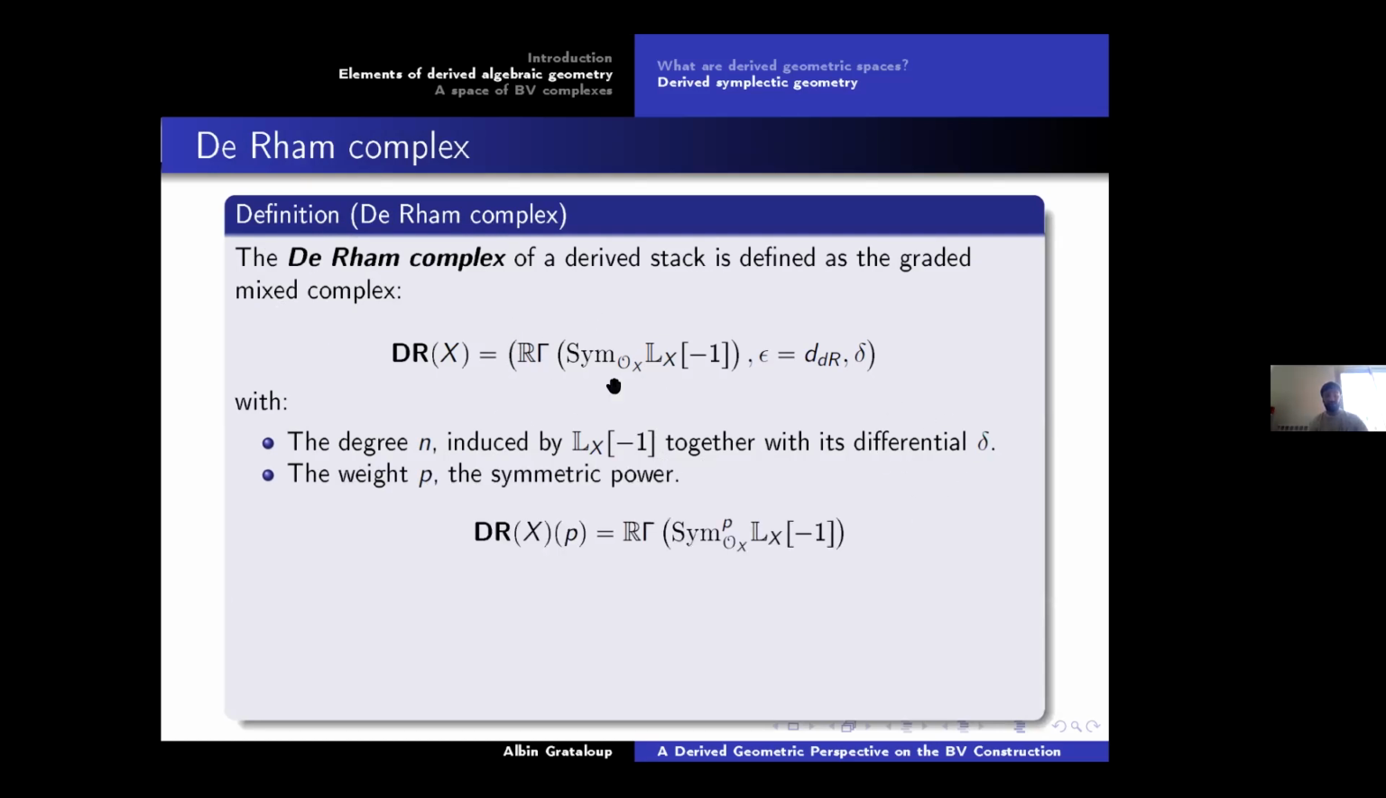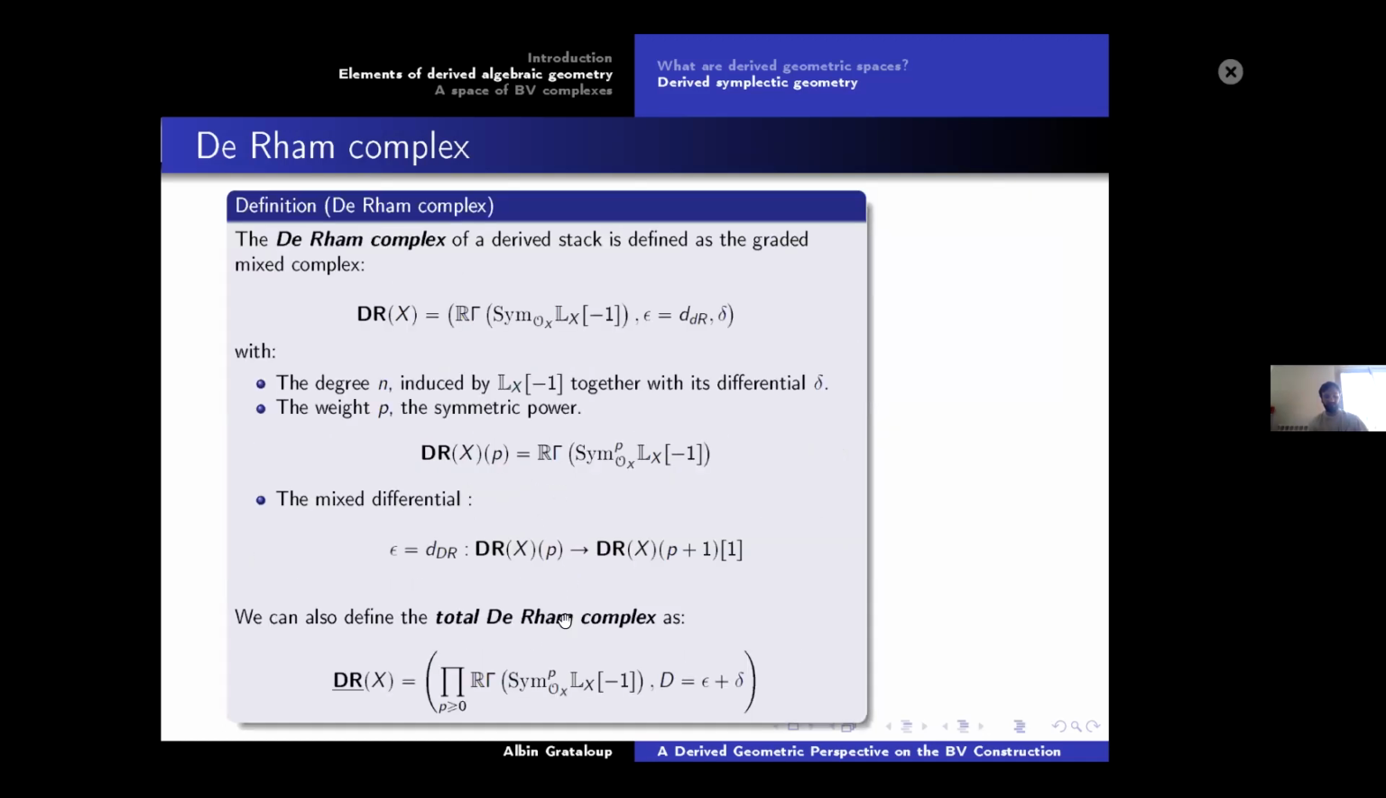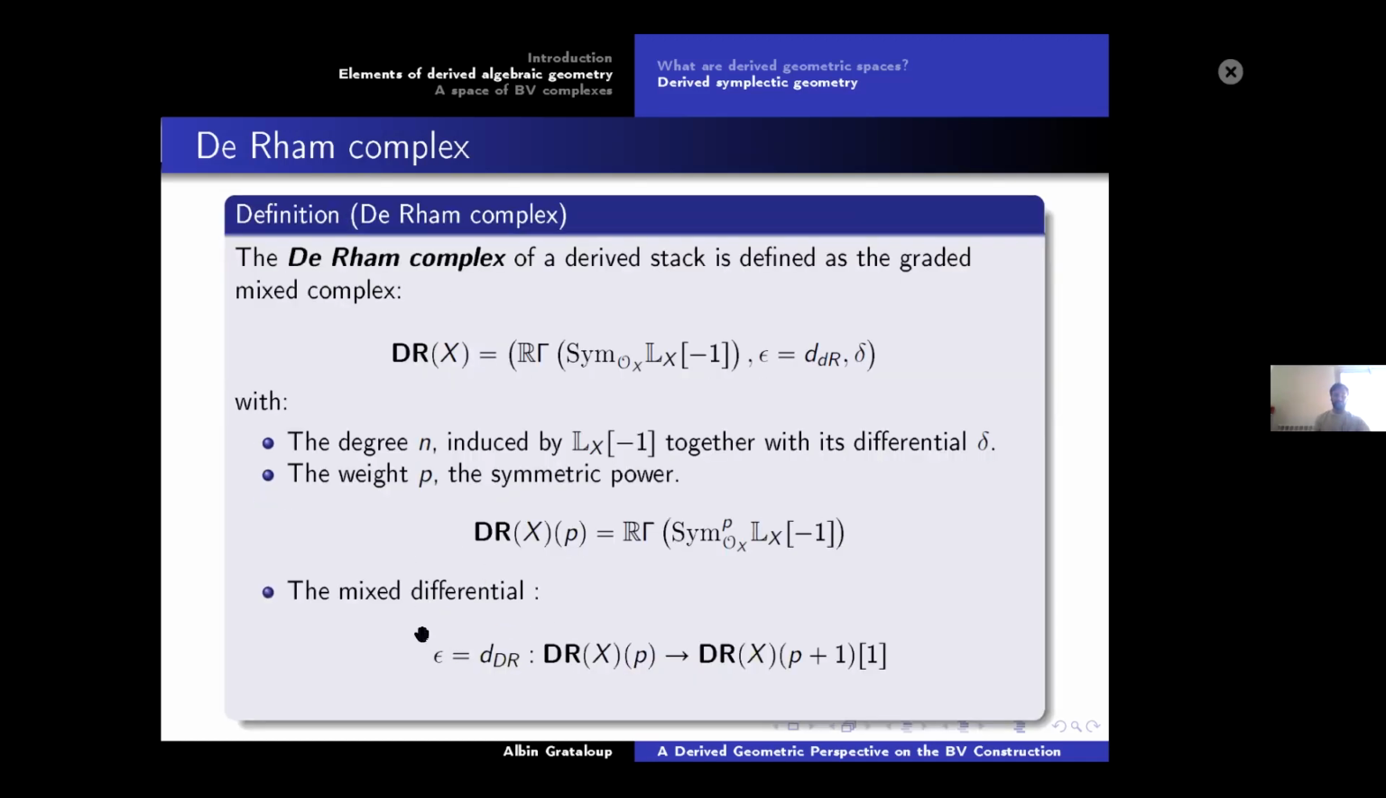Second, you have symmetric powers, which give you some extra grading called the weight p, defined by taking the p-th symmetric power of L_X. And you have the mixed differential, which is exactly what you would expect from the derived differential. It increases the weight by 1, so you go from p-forms to (p+1)-forms, and you have a shift to make it coherent with the conventions taken here. So this complex with these two differentials is a graded mixed complex.